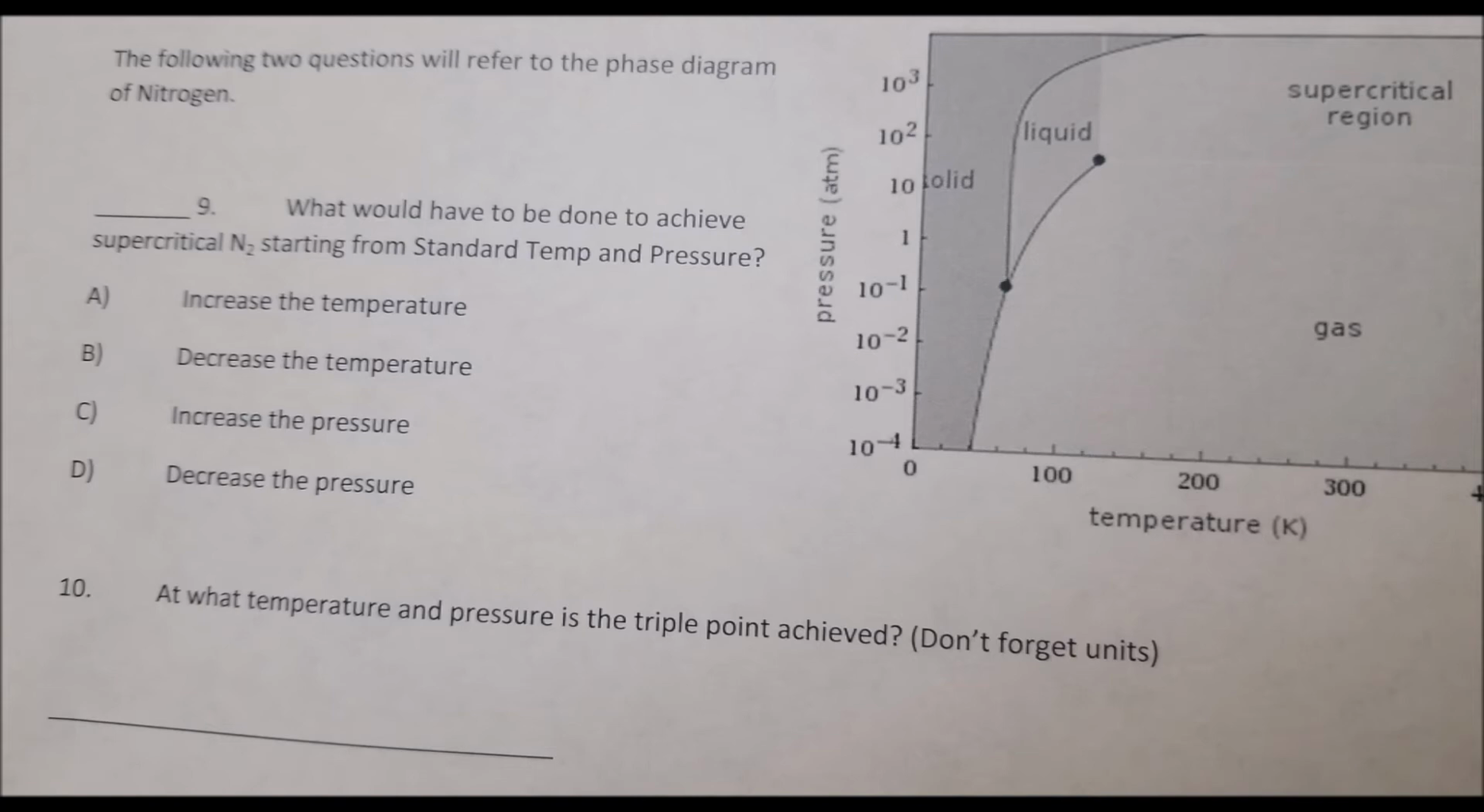Question 10. At what temperature and pressure is the triple point achieved? And I say include the units. Looking at the triple point, it's that point where the liquid, the solid, and the gas come together. That bottom left dot is about 10 to the negative first atmospheres, and maybe about 60 Kelvin. You have to look at the units and read the graph. There are 5 dashes between each 100, so each dash is 20, so it's about 60. There is some degree of error leeway in there.